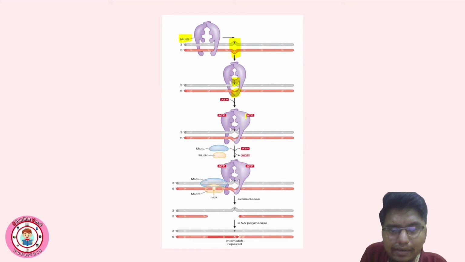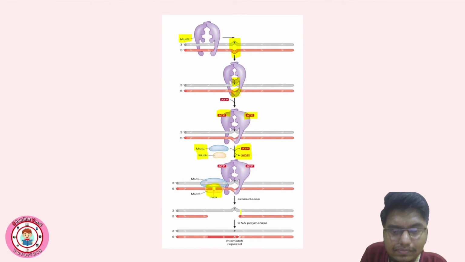MutS is an ATPase. ATP will come and bind to this protein, then there will be a hydrolysis of this ATP. So ATP has bound to it, and then it recruits another protein, MutL, and MutL will again recruit another protein known as MutH. Here the ATP hydrolysis has occurred. Then MutH will do the nick, basically a cut, near the mismatch.